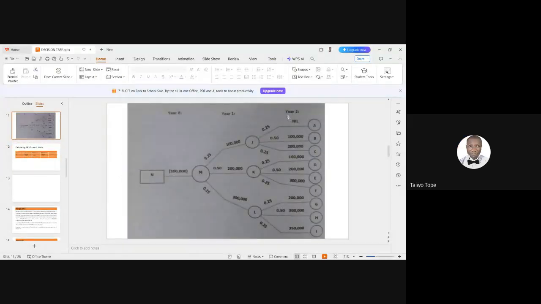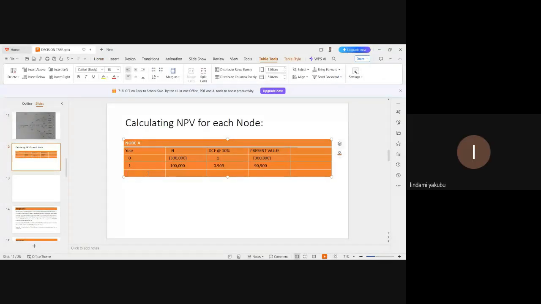For node A, in year 2, what is the inflow? The inflow is nil. Zero. So in year 2, the inflow is nil, and though you might compute it, it's 0. So the present value here is 0.